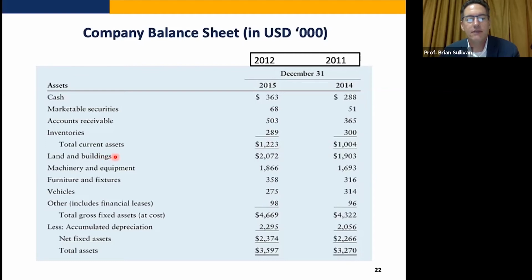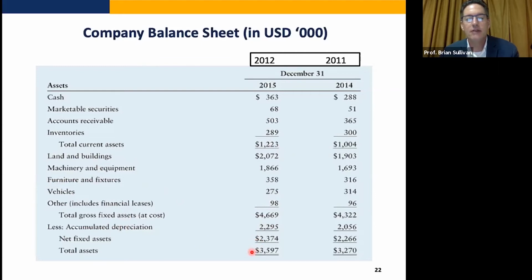Then we get into the fixed assets. Here's our land and buildings, machines, equipment, furniture, vehicles, right? Other financial leases. And we've got total gross fixed assets. Gross fixed assets means before depreciation. Then we subtract the depreciation of all this stuff, right? And we get the net book fixed assets, which is the book value. This is the book value.